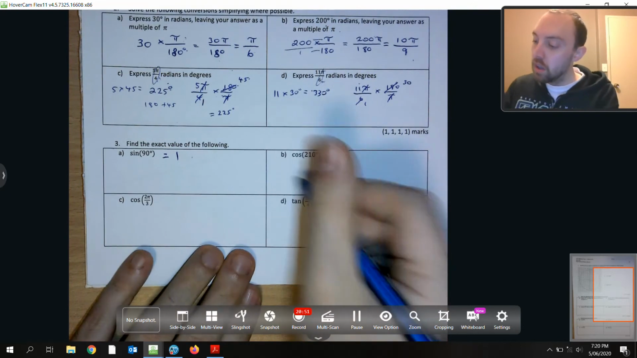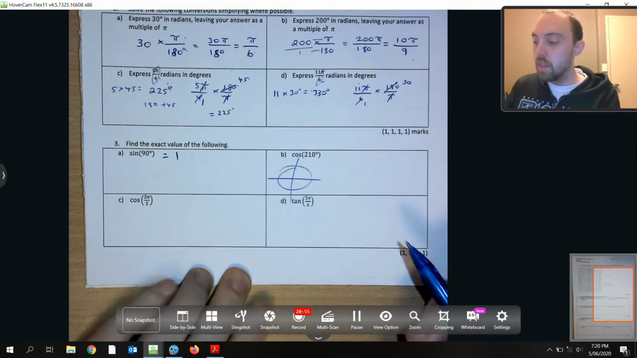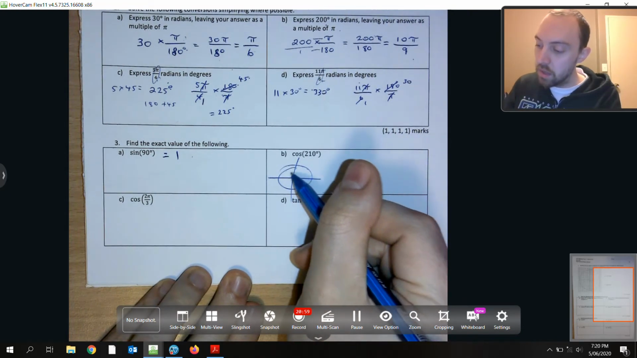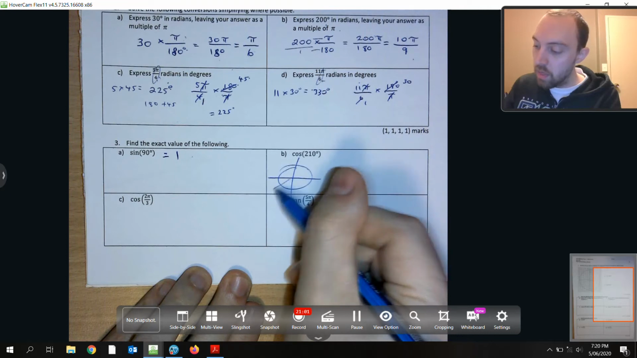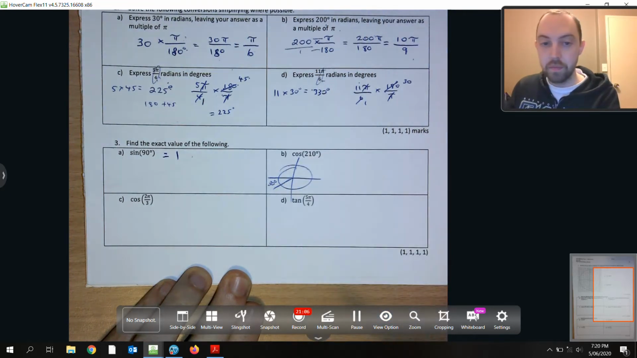Okay, cos of 210, quick sketch. I'm trying to think about where 210 is. 210 is bigger than 180. It's about 30 degrees bigger than 180.